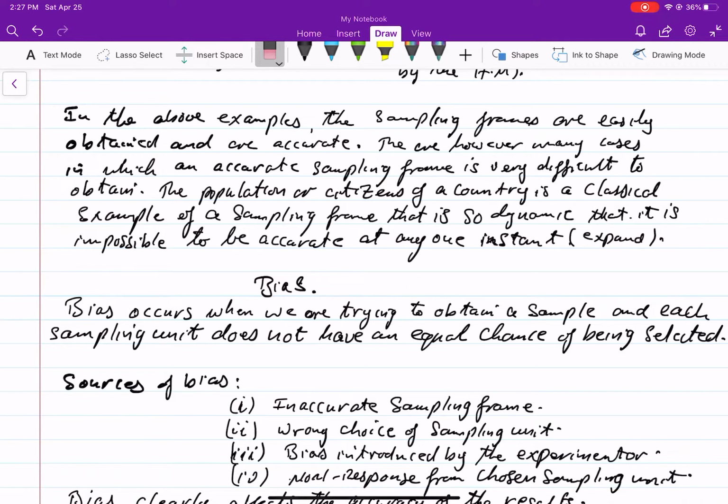All right, let's talk about bias. What is bias? Bias occurs when we are trying to obtain a sample and each sampling unit does not have an equal chance of being selected. Right? That would clearly be the case if you're going to use any one of the non-random sampling techniques that I'm going to talk about in the third video.